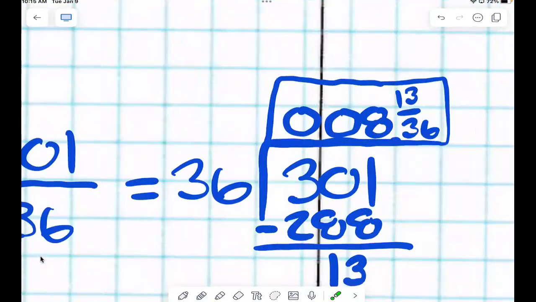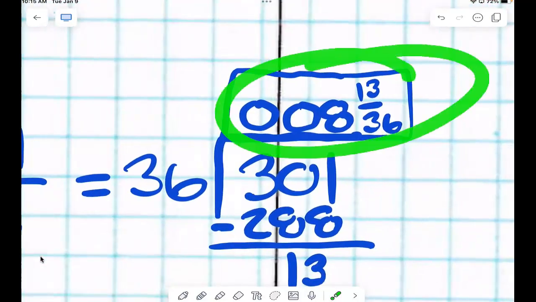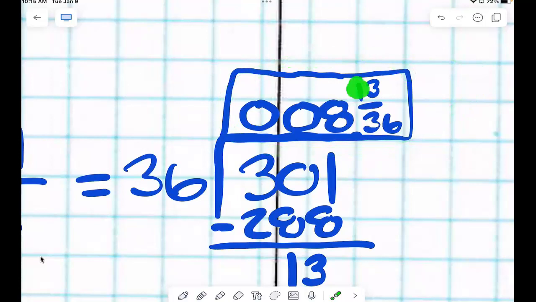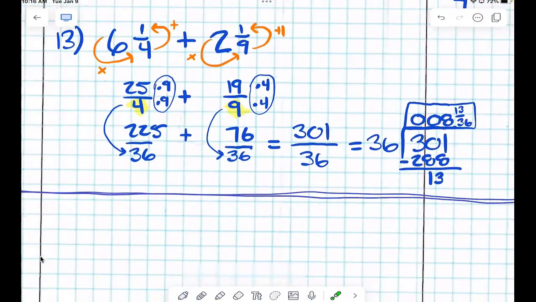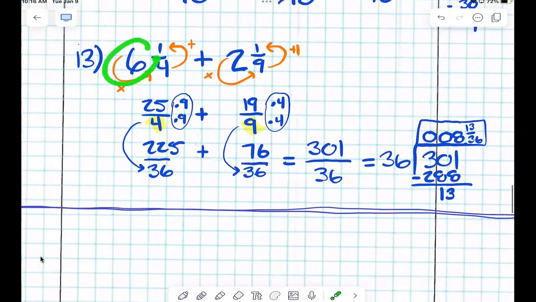Yes. But we're not going to answer with the remainder. We're going to answer with a mixed number. So my remainder is my numerator, and my denominator is going to be the divisor over here, yes? Final answer, 8 and 13/36. Quick question. What's 6 plus 2? 8. Does this answer seem like it makes sense then? Yes. We good?